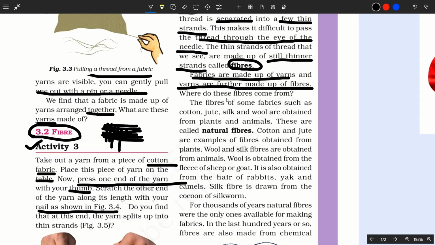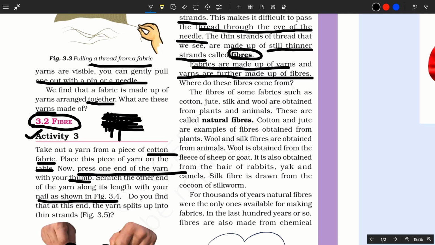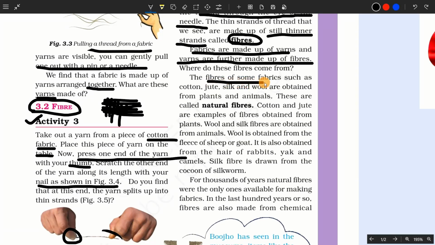Now the question arises: where do these fibers come from? We have seen how fabric comes from yarn, and yarn is further made up of fibers. Where do these fibers come from? We'll see. The fibers of some fabrics such as cotton, jute, silk, and wool are obtained from plants and animals.